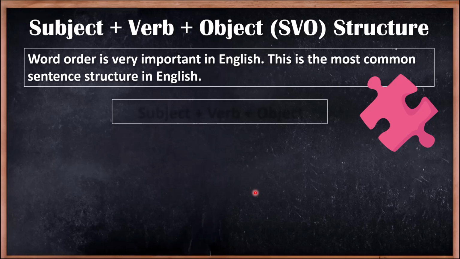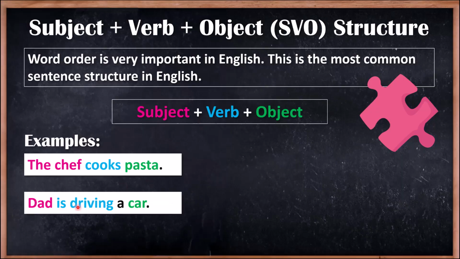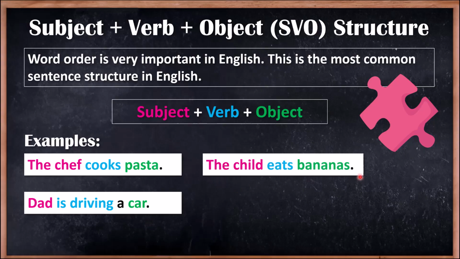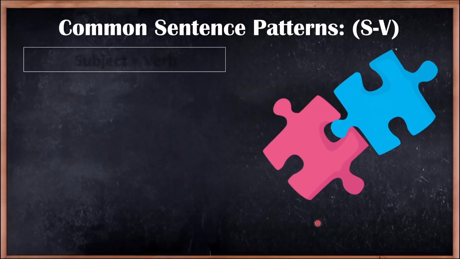So we're going to look at more practice sentences. The chef cooks pasta. Dad is driving a car. The child eats bananas. The boy draws pictures. I encourage you to practice writing some sentences using this pattern. Now let's talk about some other common sentence patterns.